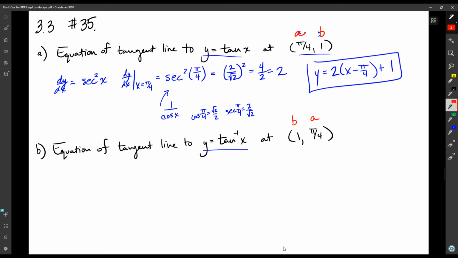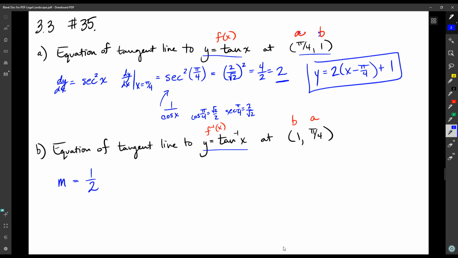The function in part A could be f of x, and then this is the function f inverse of x. So if we recall from this lesson, there is a reciprocal relationship between slopes of tangent lines or values of derivatives of inverse functions at AB and then BA. So the reciprocal relationship is going to tell us, since the slope in part A was 2, the slope in part B is going to be 1 over 2.